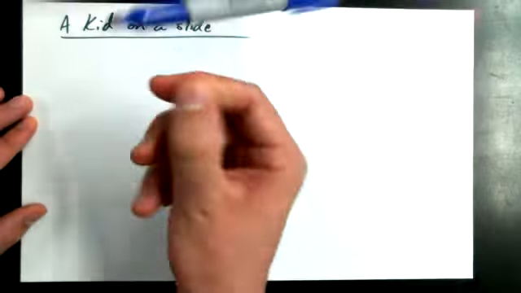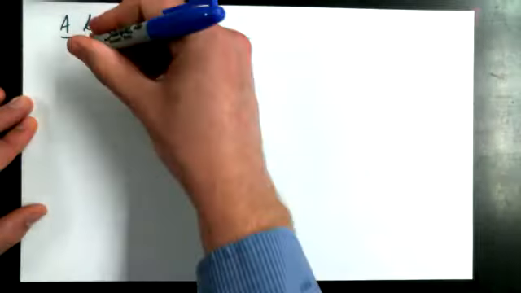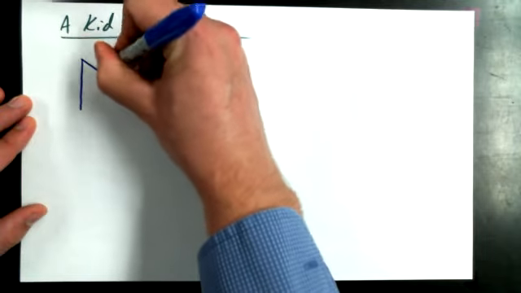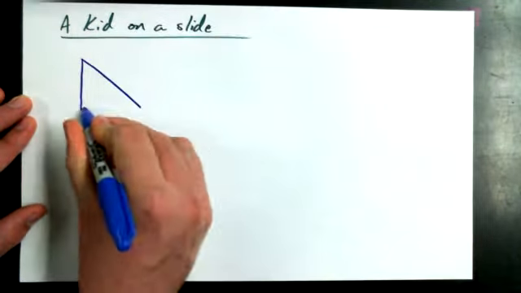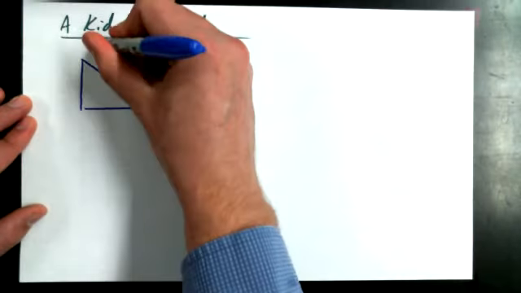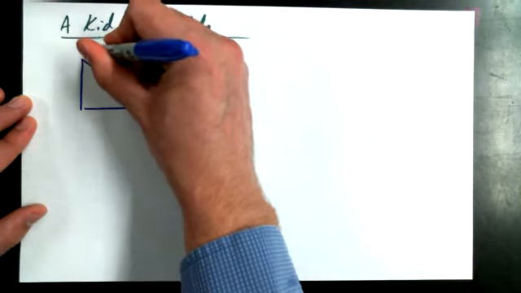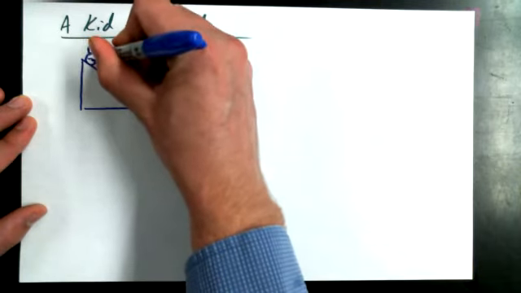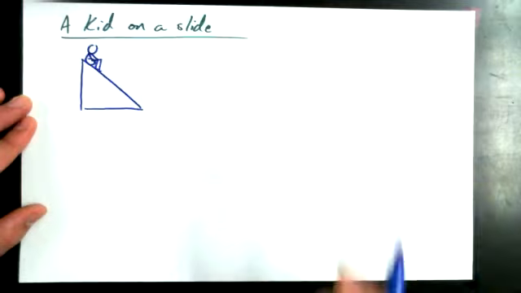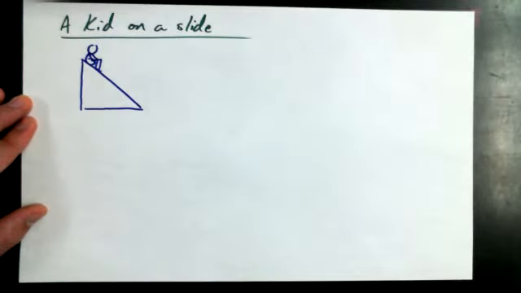Right, so we've got a kid on a slide. A kid on a slide. And so I want to draw myself a slide. Oopsie. I'm going to draw myself a slide, and my little kid sitting there.